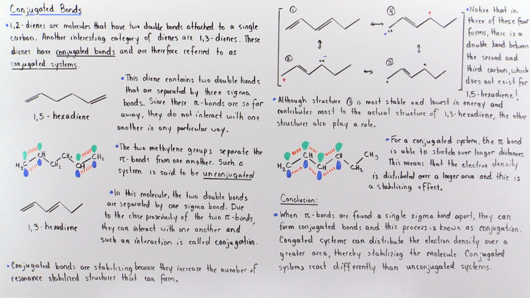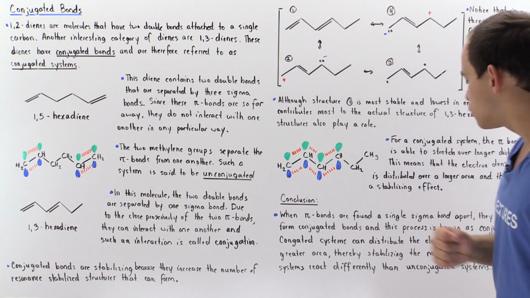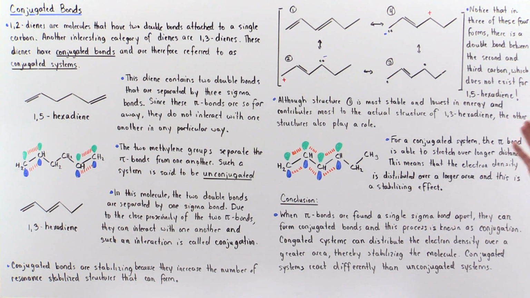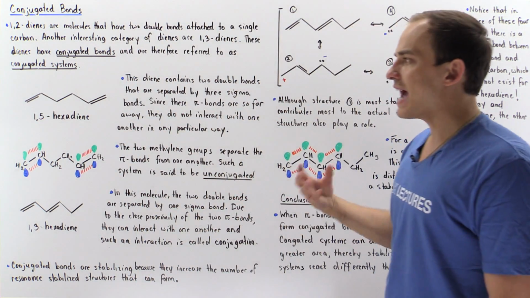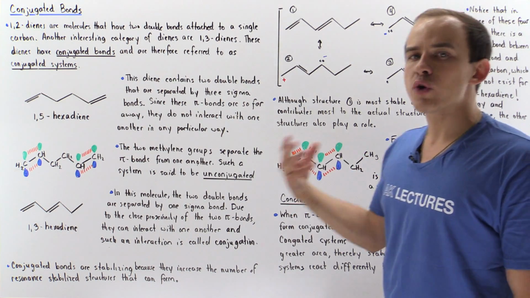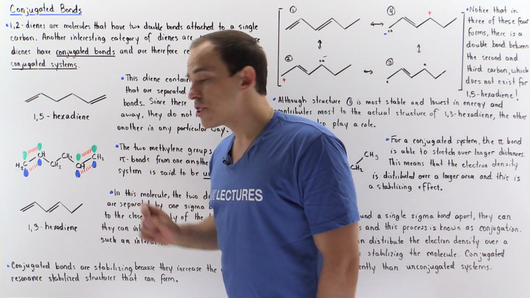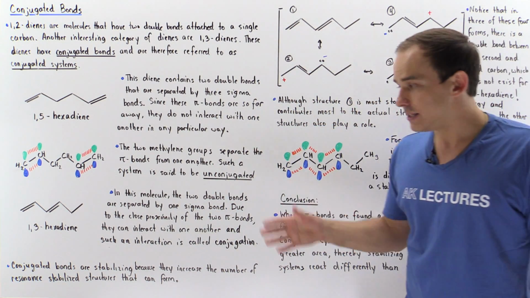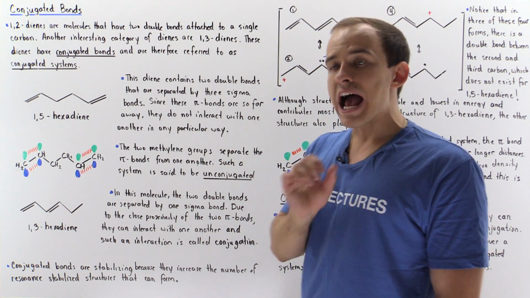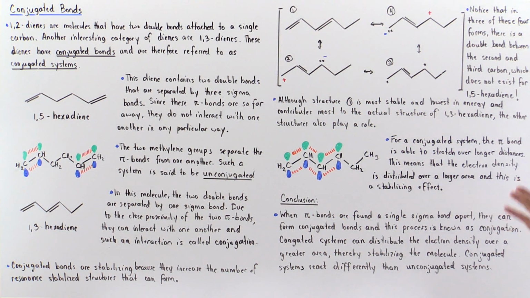Now, conjugated systems can distribute the electron density over a greater area, thereby stabilizing the actual molecule. And as we'll see in a future lecture, conjugated systems react differently than unconjugated systems. So 1,5-hexadiene will basically react in a very similar way to regular alkenes, but the 1,3-hexadiene will not react in a similar way to our alkene. They will react in a special way that we're going to discuss in a future lecture.